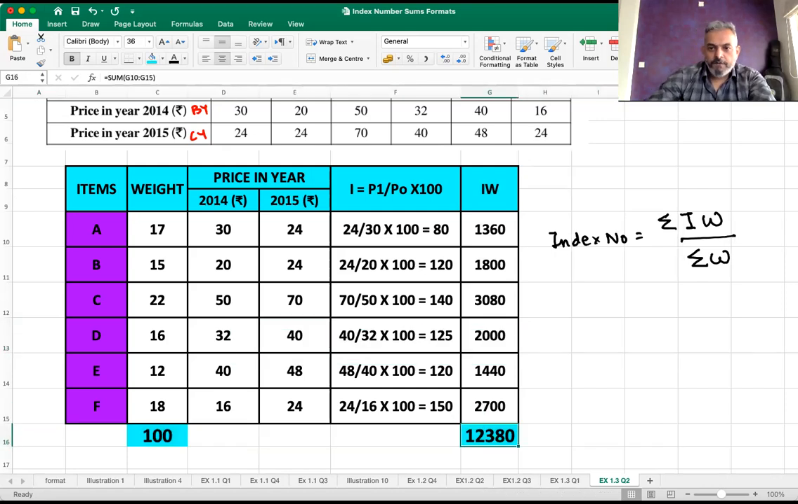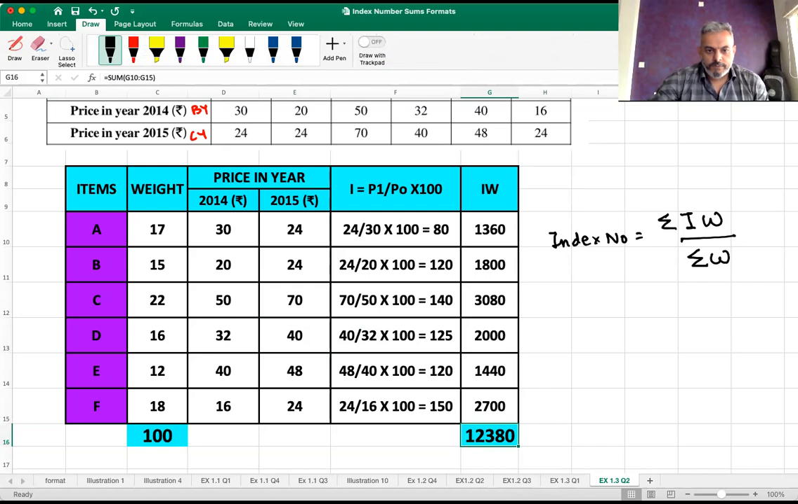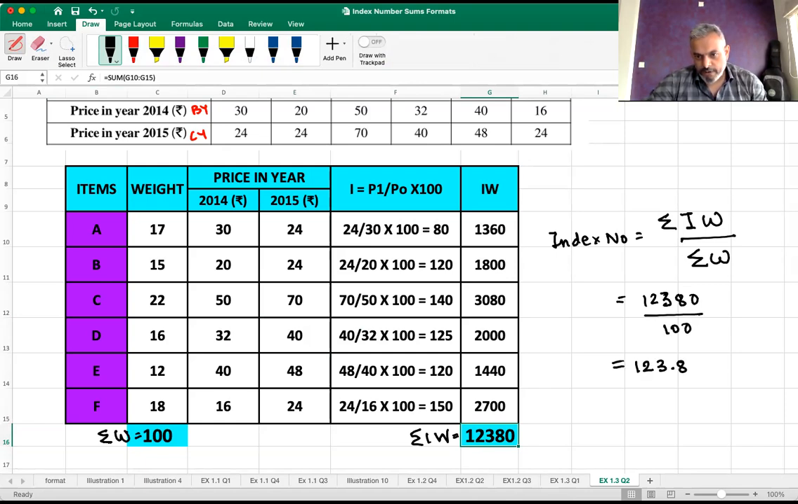Now, formula is sigma IW upon sigma W. Which is equal to 12380 upon 100, which is equal to 123.80.